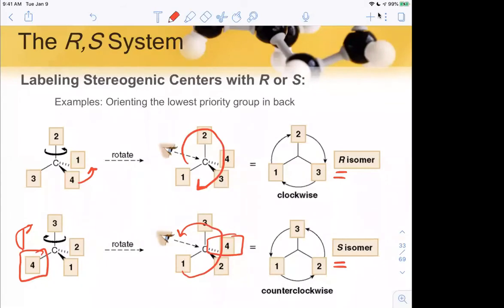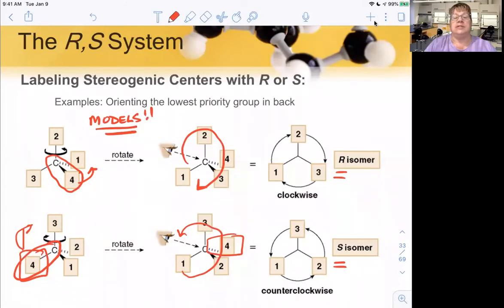So sometimes when my lowest priority group is not already in the back, I want to be able to rotate this. The easiest way to do this is with models. If I build this and then I rotate it where 4 is in the back, it's going to be much, much easier. And let me show you what I mean by that using the model that we just had.